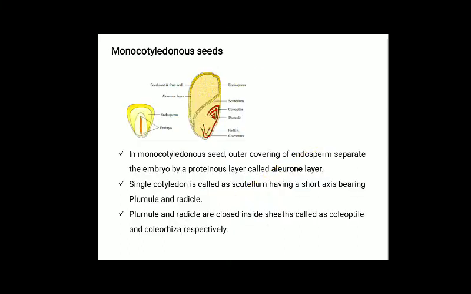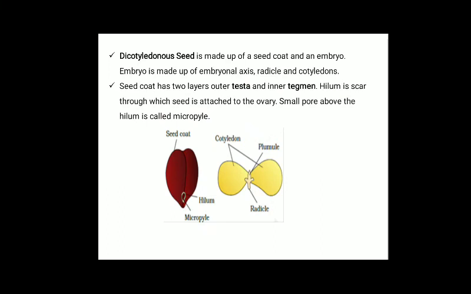In monocotyledonous seed, the outer covering of endosperm separates the embryo by a proteinaceous layer called aleurone layer. The single cotyledon is called scutellum, having a short axis bearing plumule and radicle. Plumule and radicle are enclosed inside sheaths called coleoptile. It is a shoot covering portion, and coleorhiza is a root covering portion.